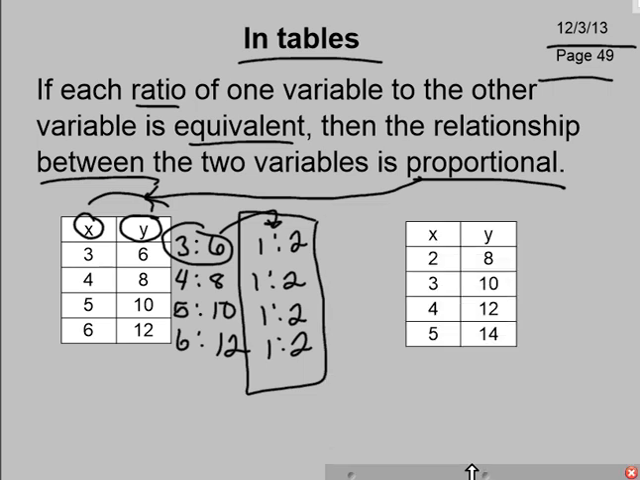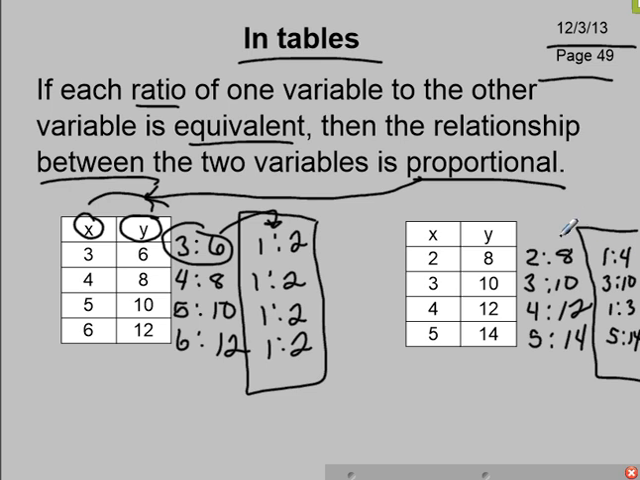I want you to take a minute, pause the video, see if you can figure out if this relationship is proportional. I'm going to count down from 10 and then reveal the answer. So make sure you pause and try and figure it out. 10, 9, 8, 7, 6, 5, 4, 3, 2, 1.